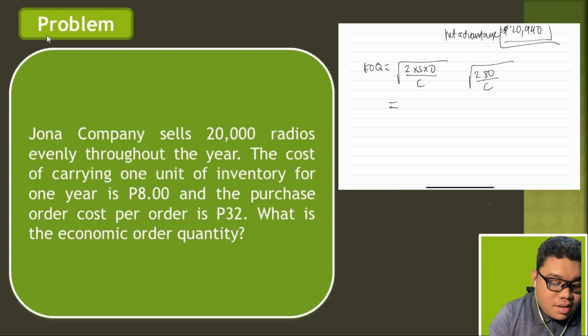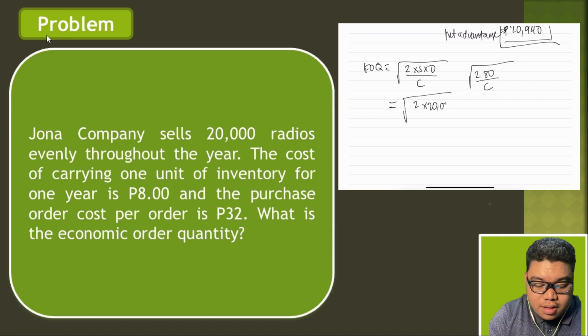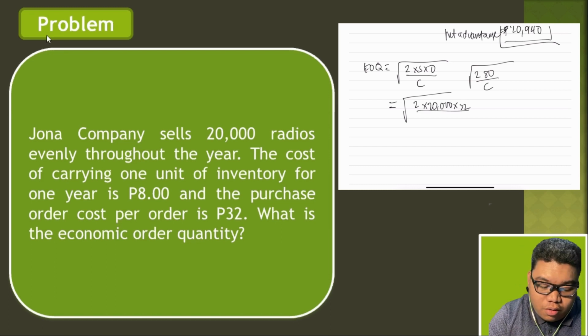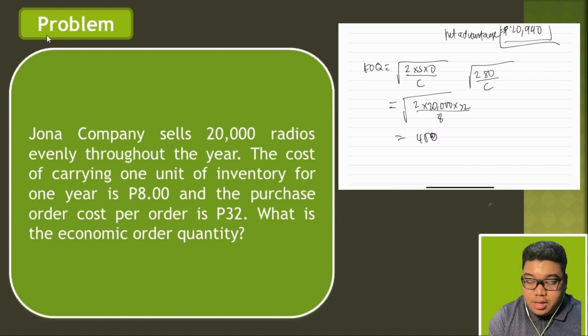2SO over C. So EOQ would be the square root of 2 multiplied by 20,000 multiplied by the ordering cost of 32 over the carrying cost of 8. So using our calculator, 2 multiplied by 20,000 multiplied by 32 divided by 8 would be 160,000. The square root of that would be 400 units or 400 radios.